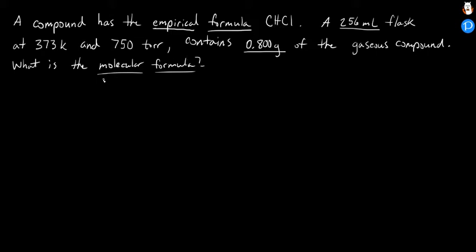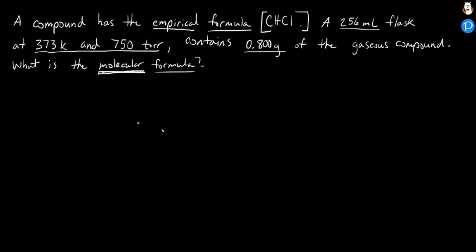But I can have different molecules with different formulas. So in other words, I could have C3H3Cl3 or C6H6Cl6. And those could be different molecular formulas for this. So what this problem wants us to do is figure out what's the molecular formula if I know that I'm starting with this empirical formula, and I've got 0.8 grams of this in a 256 milliliter flask at this temperature and pressure. Can I figure out what is the molecular formula of this gas?